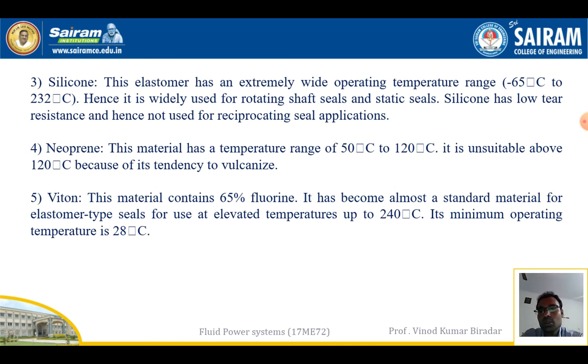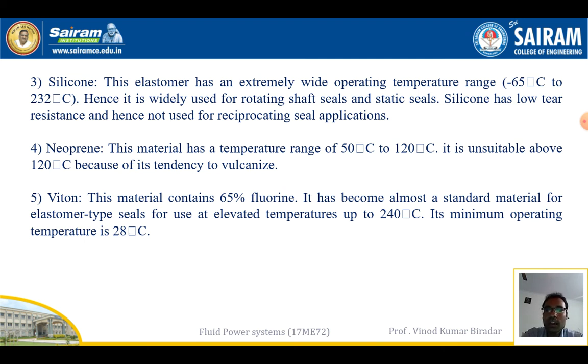So this is also a type of seal material, and it belongs to the elastomers. It has an extremely wide operating temperature, that is minus 65 to 230 degrees centigrade. This is very important, and hence it is widely used for the rotating shaft seal and static seal. Because of this operating temperature, it can be used in a wide range of applications. Here, silicone has a very low tear resistance, and hence it is not used for reciprocating seal application. Okay, so next one is neoprene.